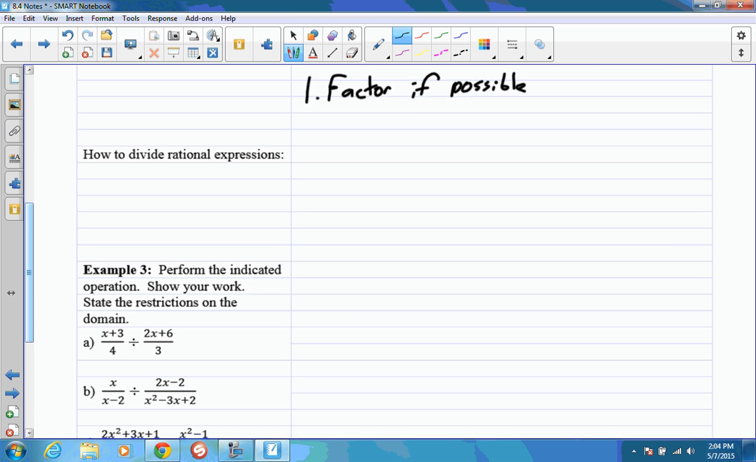So step 1 is the same. Factor if possible. I'm doing shorthand. You should factor both the top and the bottom if possible, on all your terms. What do you think step 2 is? State restrictions, and if you're thinking this is the same as the first two, you're wrong. State restrictions.